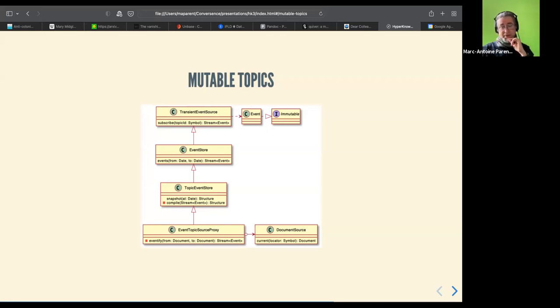Now you could, in theory, have a topic event store that is built on a transient event source that could only give you the current snapshot. I did not represent it, but it also makes sense.